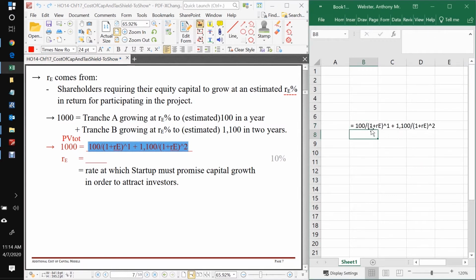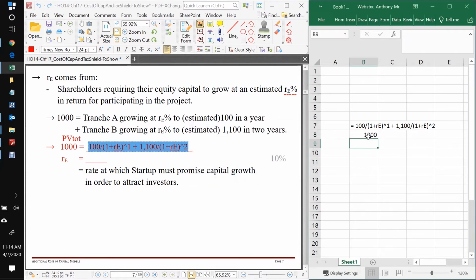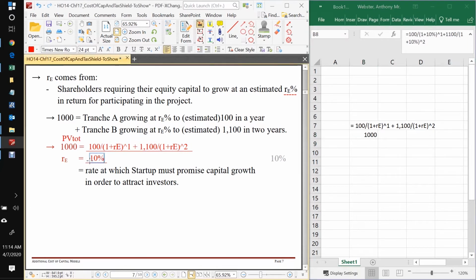Okay, so we could solve this using the quadratic equation, we could solve this using trial and error, we could solve this using a financial calculator. I'm going to try trial and error here. So I'll take as a guess for RE 10%, and I'll put that in here. It didn't like my comma up here, and it's changing that, so that's fine. And I do get 1,000, so you can see 1,000 is equal to 1,000 if I use the correct RE of 10%. So what does this mean?